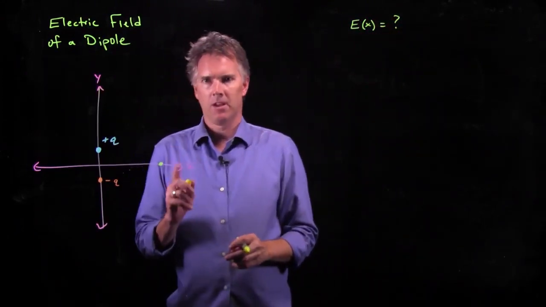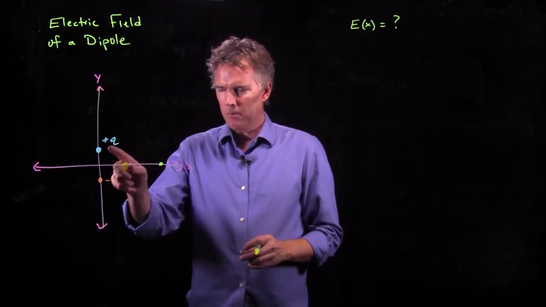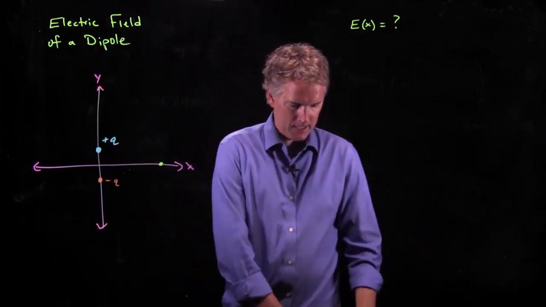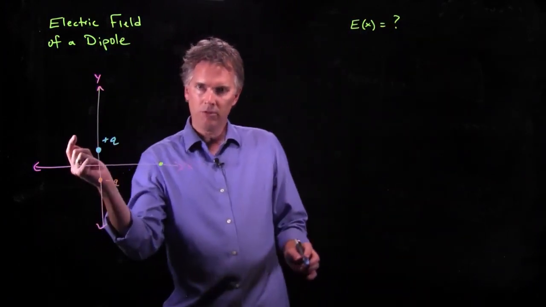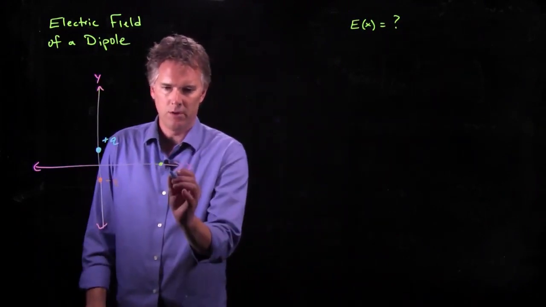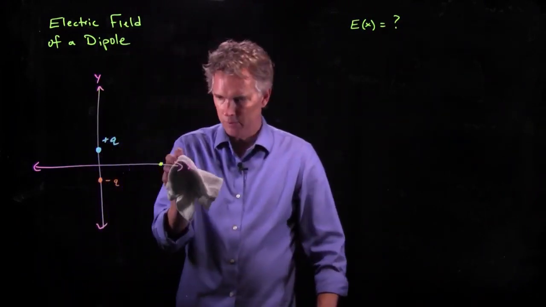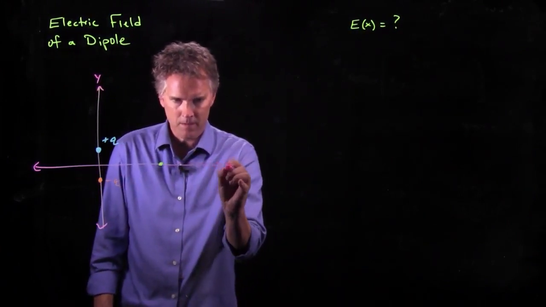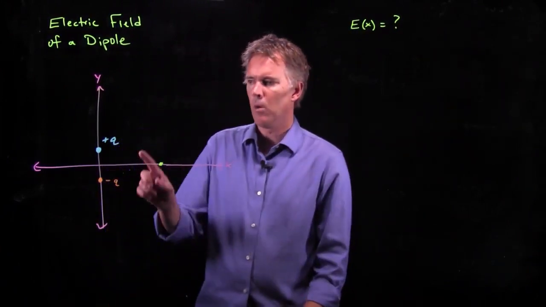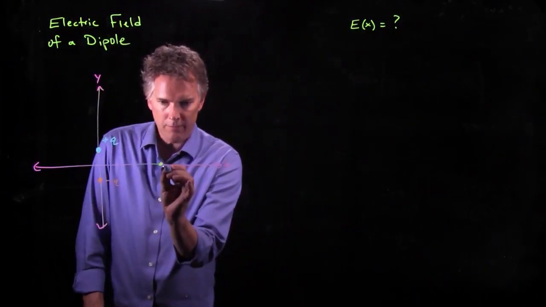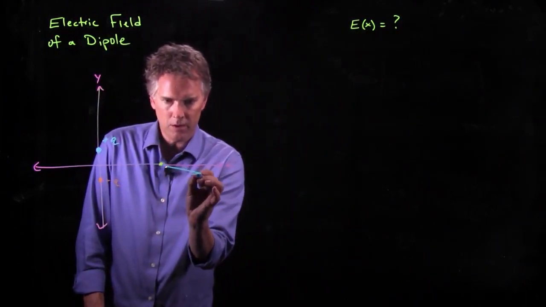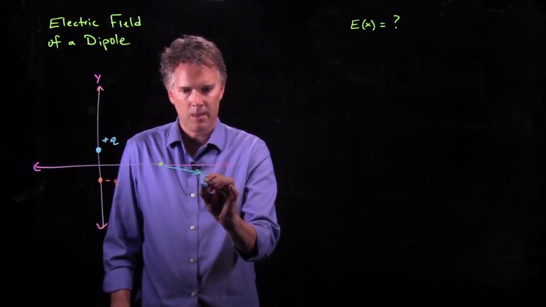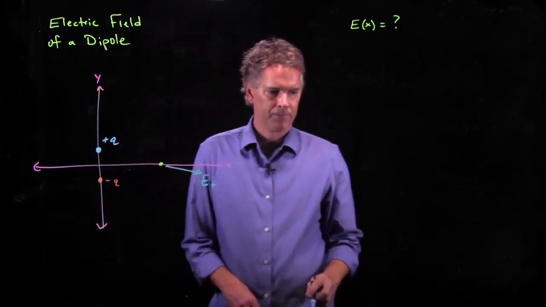Well, let's think about it for a second. I know that my positive charge is making an electric field out there that points away from the positive charge. So I'm going to move my X over just a little bit to give us a little more room. And now let's think about what the field looks like. Okay, the field from the positive charge is going to look like that. That is our E plus.